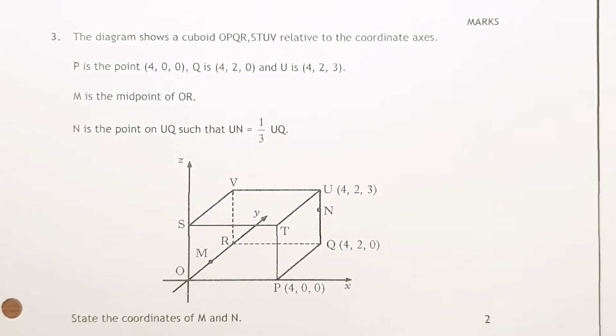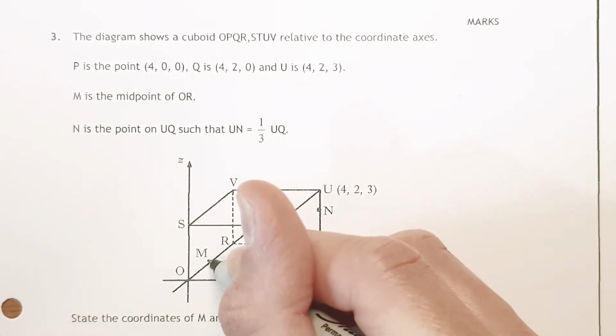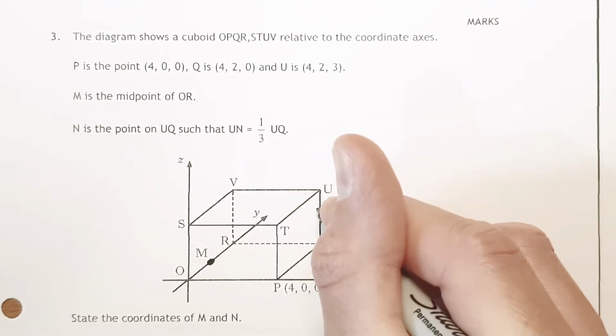National 5 Maths, Practice Paper H, Paper 2. Now in question 3, you were given a diagram here and we've got to state the coordinates of M and N. So there's M and N here.